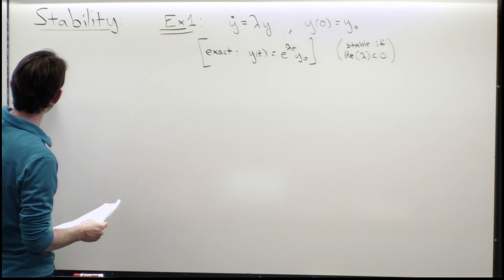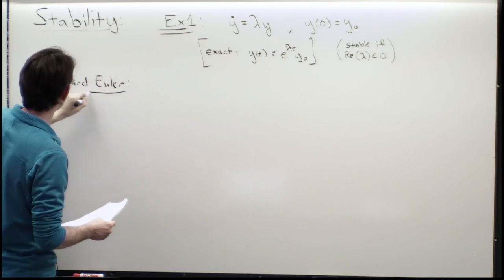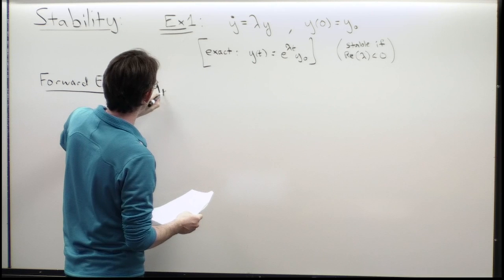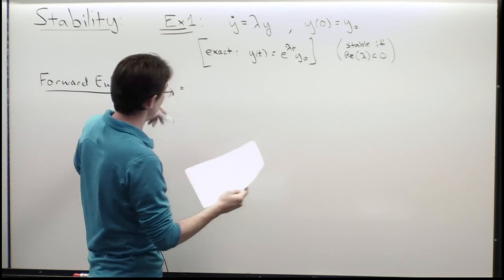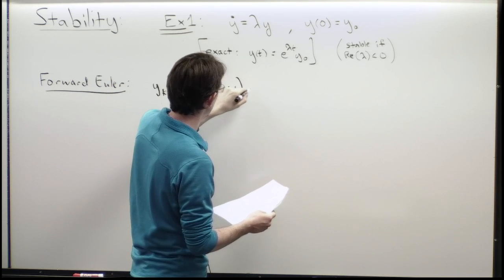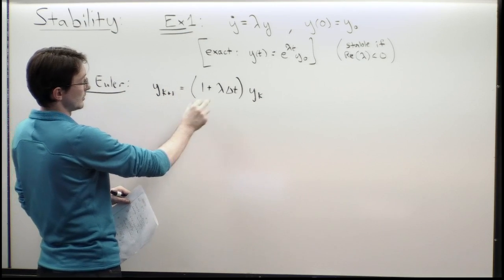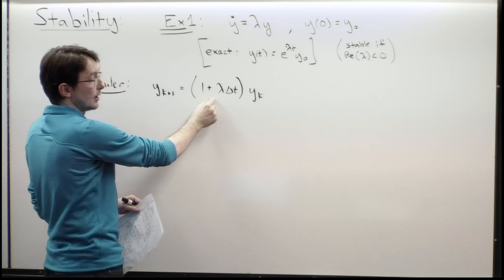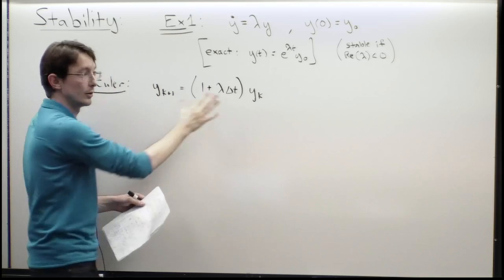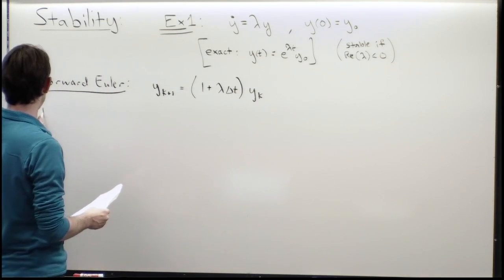In the case of forward Euler, and I'm just rewriting this from the previous board, we have y at time k plus 1 equals, I'm going to write it this way, (1 plus lambda delta t) times y at time k. This is exactly the same as saying y_{k+1} equals y_k plus delta t times f of y_k, which is lambda y_k. You can convince yourself that this is exactly the forward Euler scheme. And backward Euler similarly.